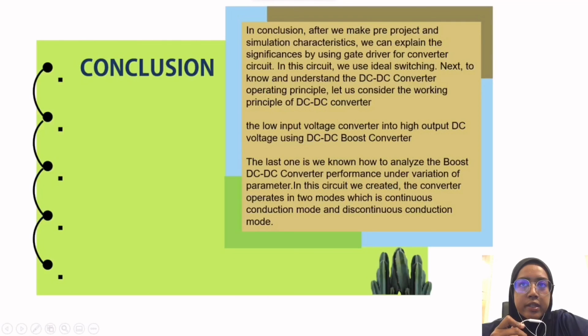In conclusion, after we made the mini project and simulation characteristic, we can explain the significance of using a gate drive for the converter circuit. In this circuit, we use an ideal switch. Next, to understand the DC-DC converter operating principle, let's consider the working principle of the DC-DC converter. The low input voltage is converted into a high output DC voltage using the DC-DC boost converter. The last one is we know how to analyze the boost DC-DC converter performance under variation of parameters. The converter we created operates in two modes, which are continuous conduction mode and discontinuous conduction mode.